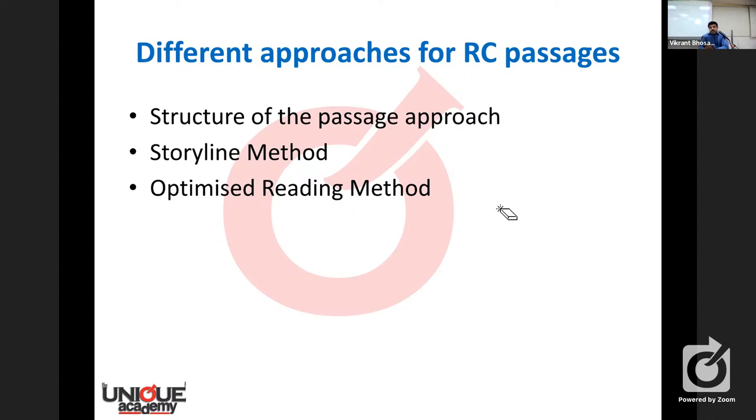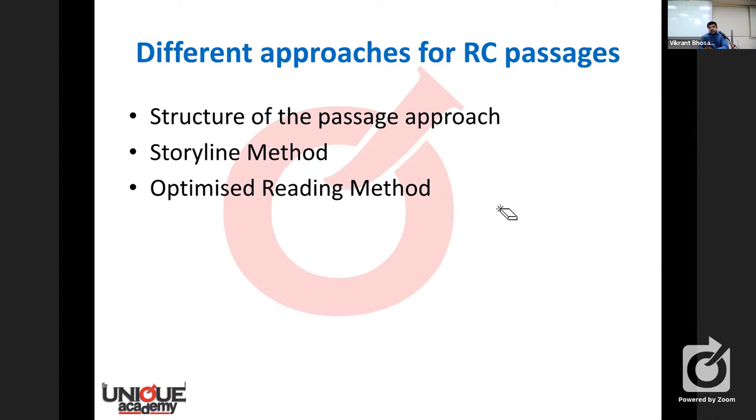When the passage has a structure, but not all passages have the structure. Maximum passages have the structure. Why? Because most of the passages that are given in your CSAT are written in modern times. Modern times means contemporary. Pichle ek do teen saal mein hi likhe hue passages aapko dete. Bahut kam passages aise hain jo purane zamane mein. So most of the passages have structure where you can use the first method.